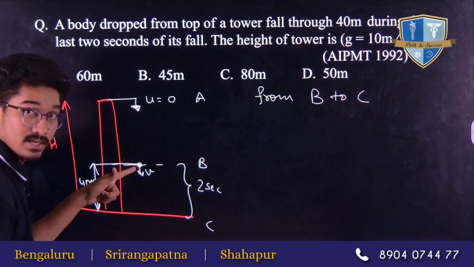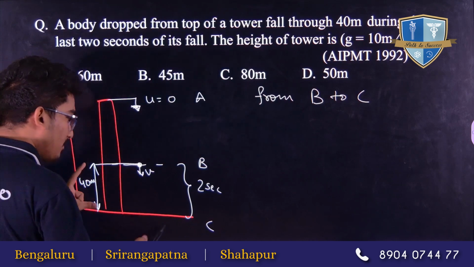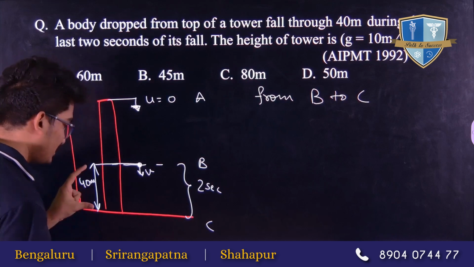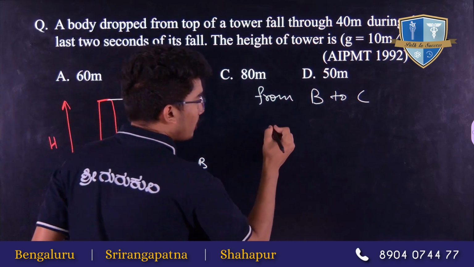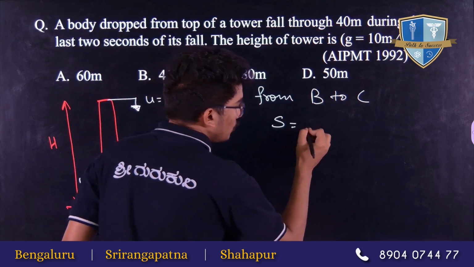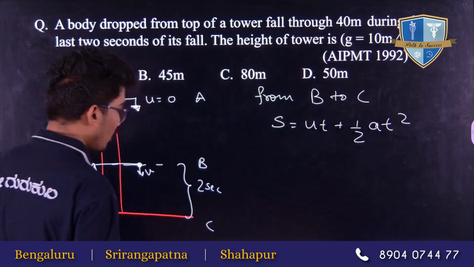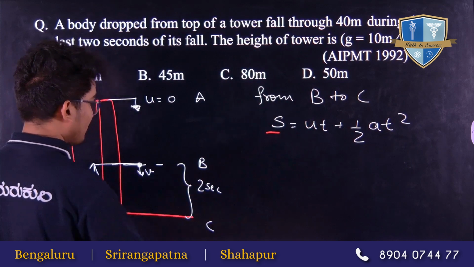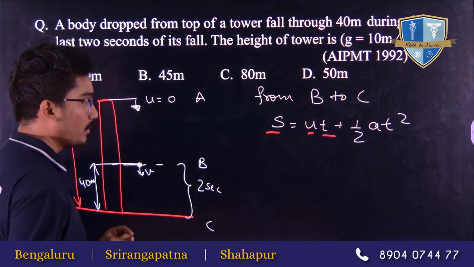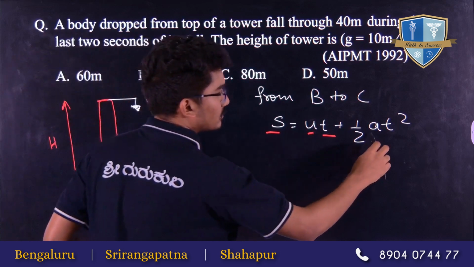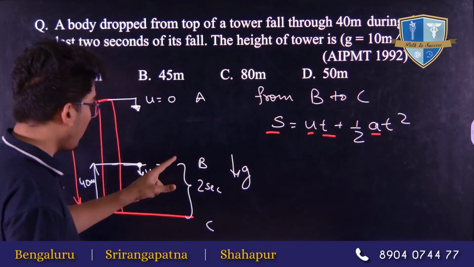Initial velocity is v, final velocity will be something that we don't know. We know height, we know time. So distance, displacement we know, time we know, and initial velocity we assumed. So the formula we will use is S is equals to ut plus half at square. Why are we using this? Because we know displacement, we know time, we know initial velocity, which we have assumed, and we know acceleration, which is g. Correct? So we will use this formula from B to C.